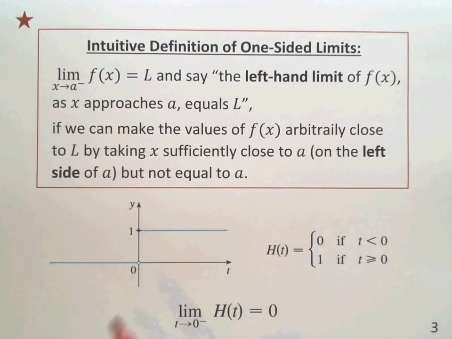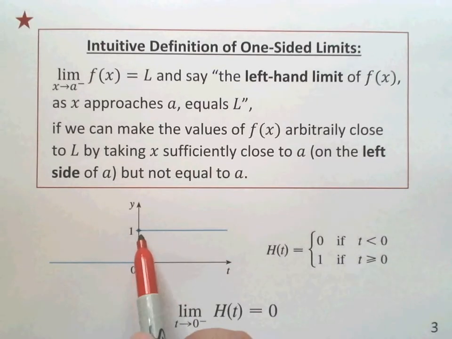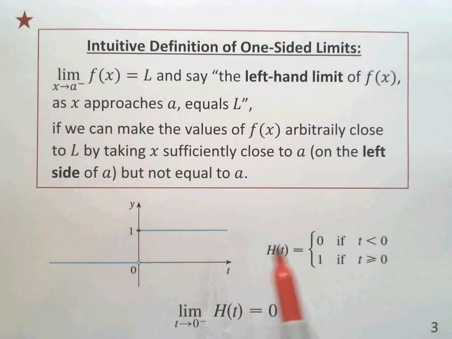Let me look at one example here. This is the step function. Here, when t is less than 0 the value is 0, and when t is greater than or equal to 0 the value is 1. You can see it jumps from 0 to 1, and usually we call this the step function. The point at 0 is defined as 1, not 0. For this famous step function, what is the left-hand limit at x equals 0?